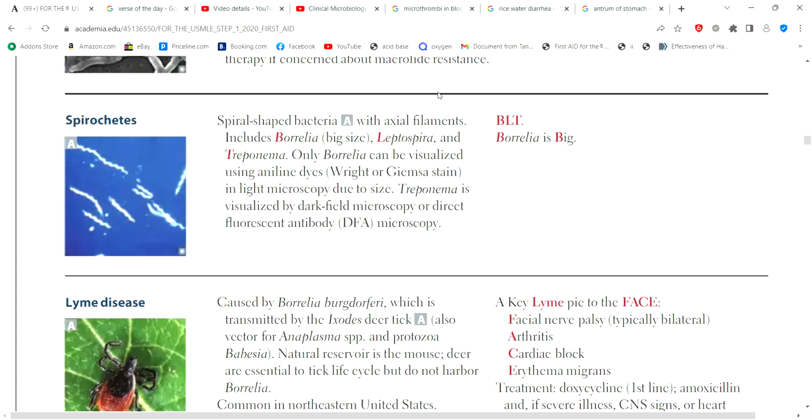Treponema is visualized by dark field microscopy or direct fluorescent antibody microscopy. Okay, so these are spirochetes, spiral-shaped bacteria with axial filaments. They include Borrelia, Leptospira, and Treponema. Only Borrelia can be visualized using aniline dyes, like Wright or Giemsa stain. Those stains use aniline dyes. In light microscopy, due to its size, it's big, so you can see it. Treponema is visualized by dark field microscopy or direct fluorescent antibody microscopy. Okay, dark field microscopy. I always wanted to know what dark field microscopy was.